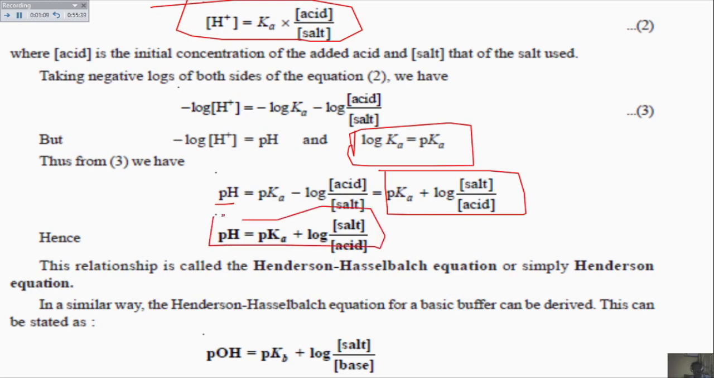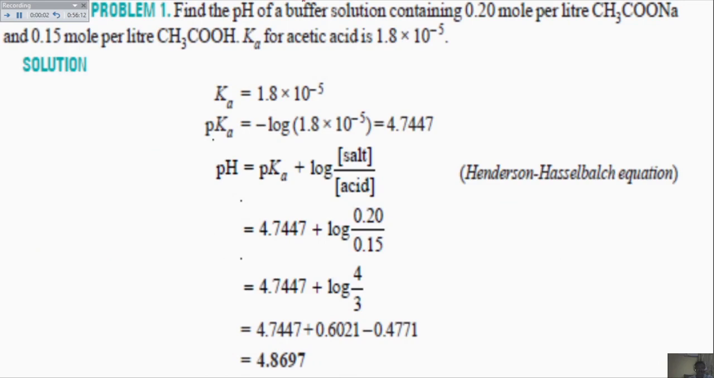This particular equation is what we call the Henderson-Hasselbalch equation, or simply the Henderson equation. Likewise, pOH equals pKb, the base dissociation constant, plus log of the concentration of the salt over that of the base. You see that the salt comes before the base or acid.